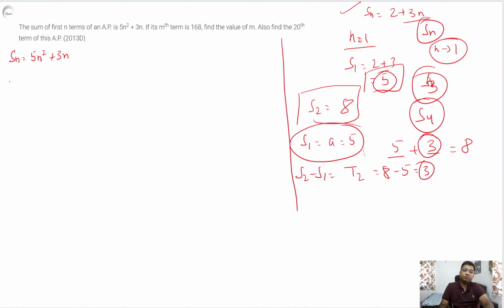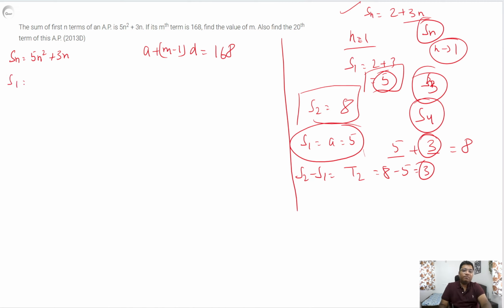Mth term means, look, you have to understand, if I found the mth term of any AP, it will be a plus m minus 1 into d, and that would be equal to 168, correct? The question has not given me the general expression. They have given me the expression for sum of n terms, not for the general term. So what I have till now is 5n square plus 3n. So what I'm going to do is figure out the values of a and d using that.